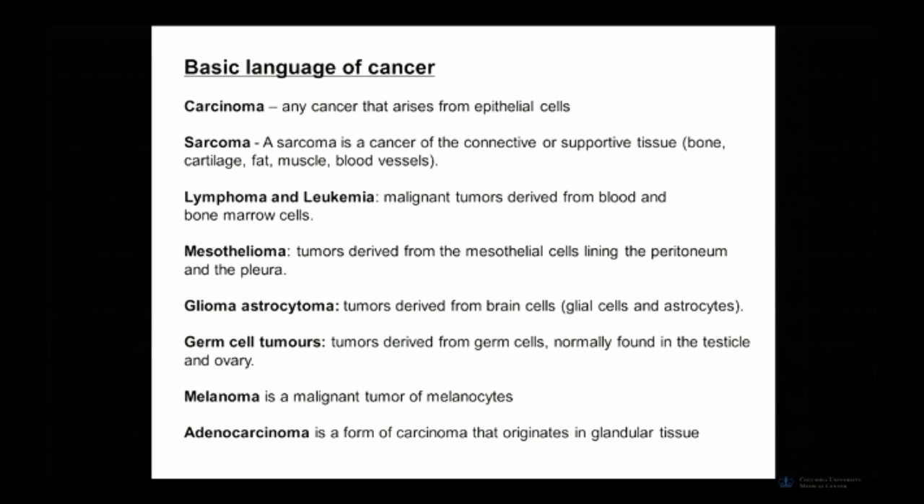Germ cell tumors are tumors that are derived from germ cells, normally found in the testes or the ovaries. But as I mentioned, ovarian cancers are usually not germ cell tumors. Ovarian cancers are actually carcinomas because they are derived from the external epithelium of the ovary, most commonly. Germ cells are the cells that turn into sperm and ova. That's what a germ cell tumor would be, just a particular type of ovarian or testicular cancer. But very rare, not very common.